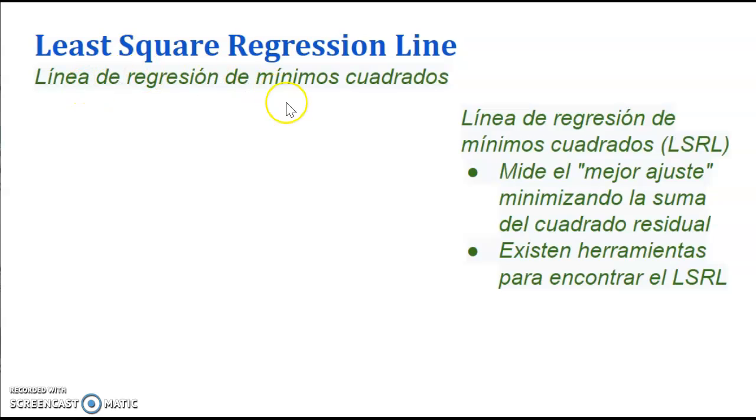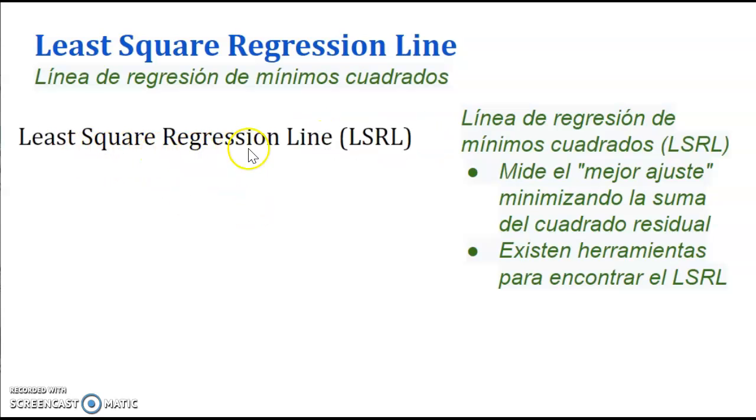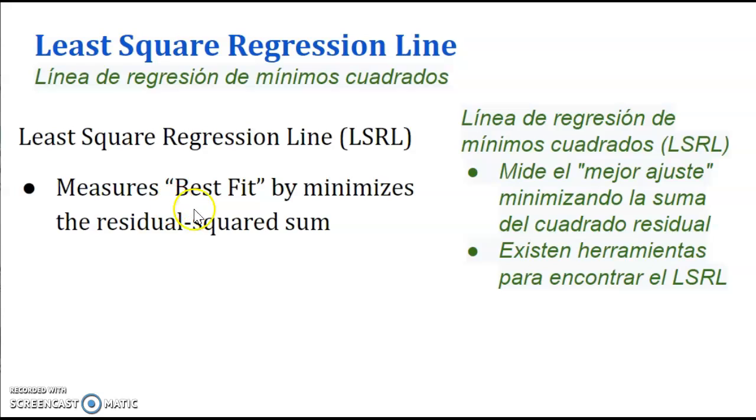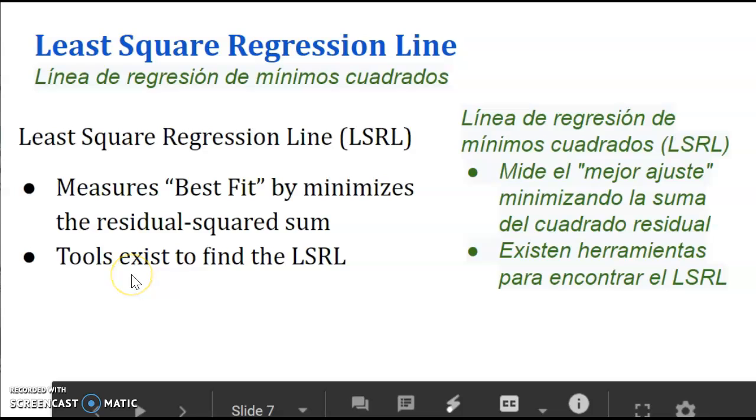This brings us to what a least squares regression line is. The least squares regression line, which is LSRL because that's kind of a mouthful to say, measures the best fit by minimizing the residual squared sum. The previous slide said mine was 10.3, and my Desmos exercise got me to 9.3 or 9.2. But you don't want to be doing that trial and error. We actually have tools to find the LSRL. Computers or the graphing calculator do that for you, and that's what Desmos is.